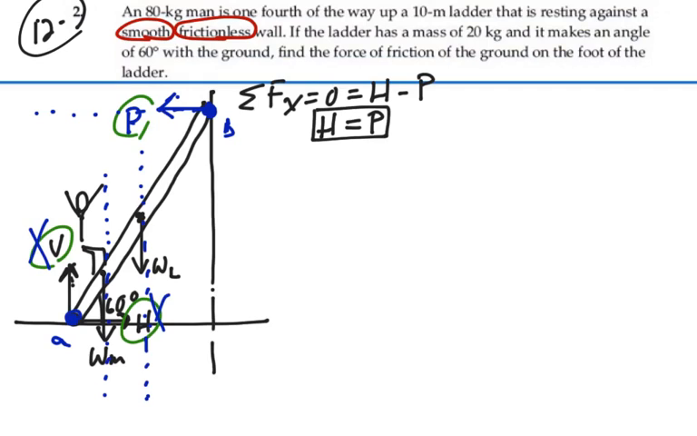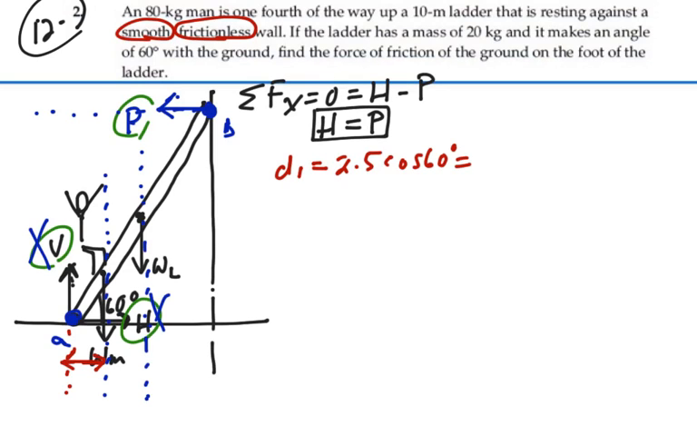I need to find the distance to those lines of action, which would be the moment arms for those respective forces. Well, if I'm looking for the moment arm to the weight of the man, that would be this distance right here from the pivot to that line of action, and that distance, that's called D1, is going to be equal to the hypotenuse of that little triangle, which will be 2.5 meters, which is 1/4 of the way up the ladder, times the cosine of 60 degrees.